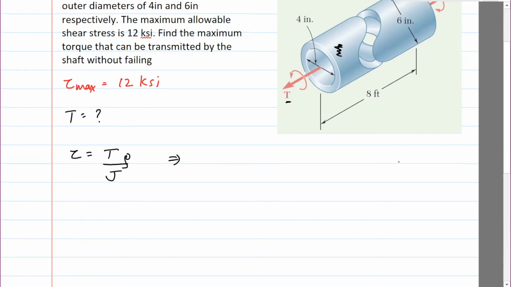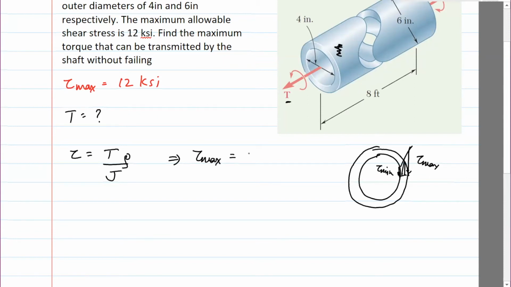And then now there are two things here. You will have a shear stress on the inner surface and a shear stress on the outer surface, and clearly the stress would be maximum on the outer surface, right? So if you drew the annulus and then showed the shear stress, it would be tau min here and tau max. So all I need to do is tau max will be equal to T times R.